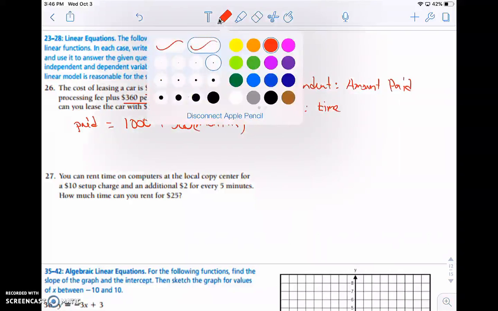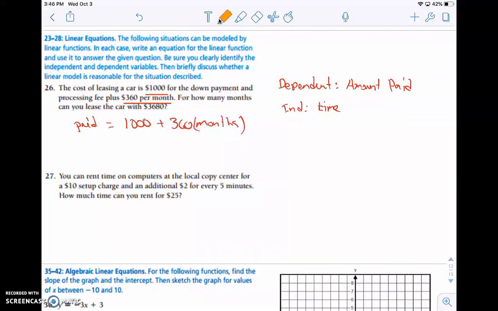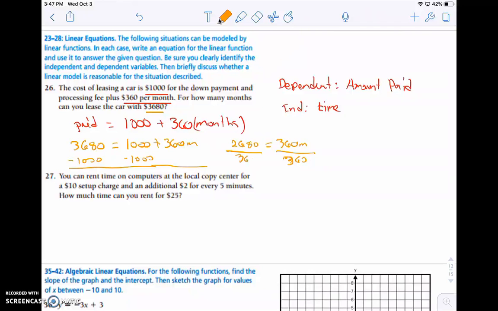And we want to know, if we have $3,680, how many months can we afford this car? So the amount we're paying is $3,680. When does that equal 1,000 plus 360 times m months? So now we just have a basic equation to solve here. Subtracting 1,000, 3680 minus 1,000 is 2680. That equals 360 times m. Then I'm going to divide by 360 to solve my equation.